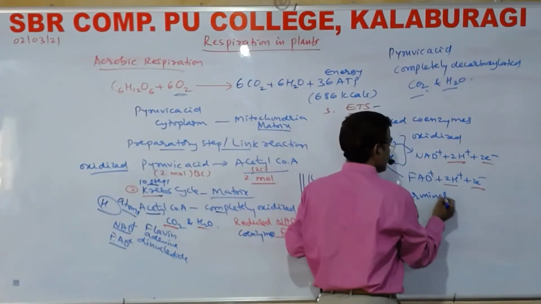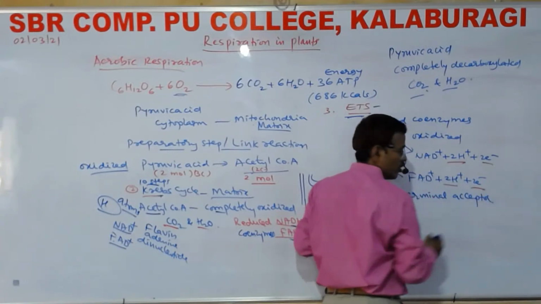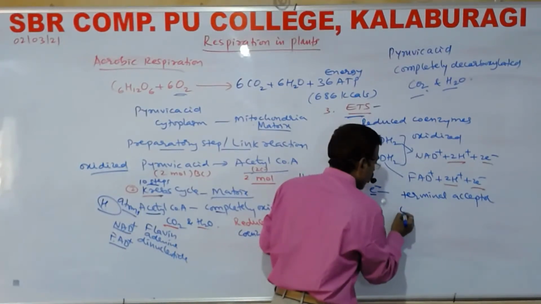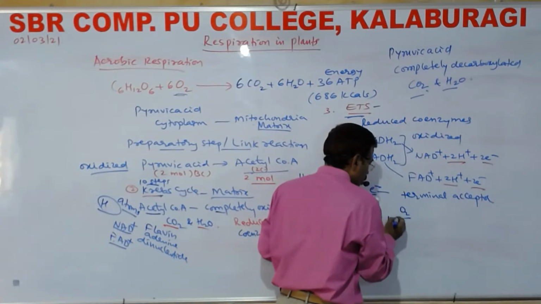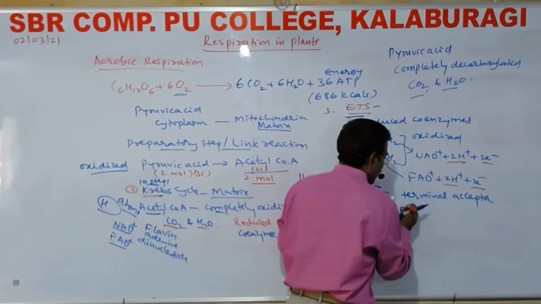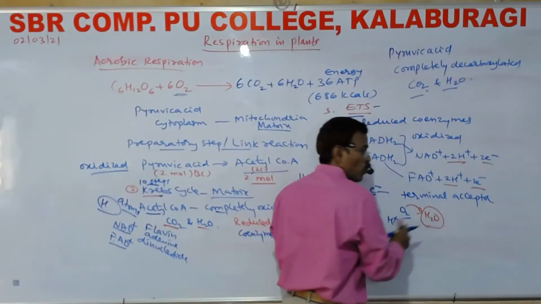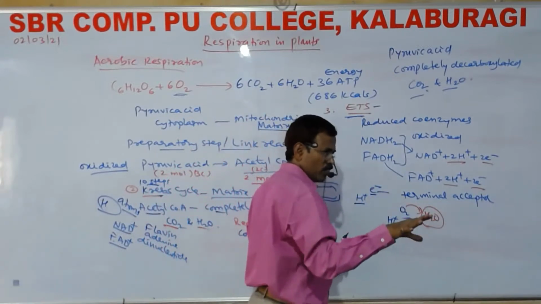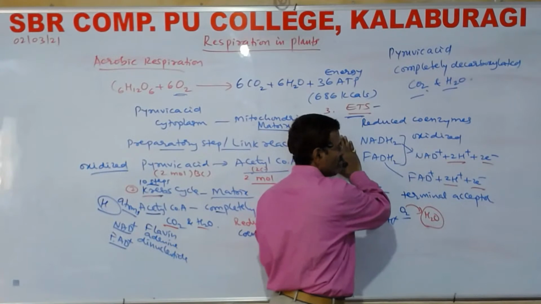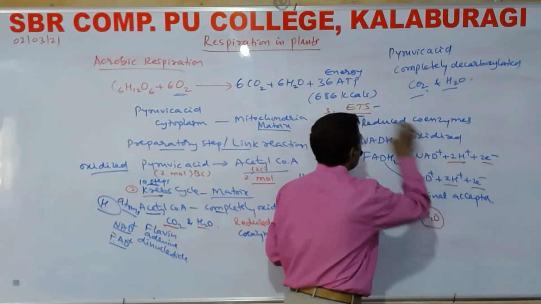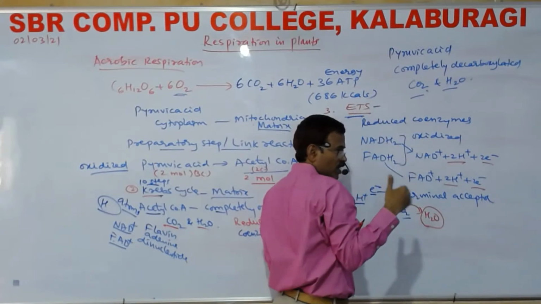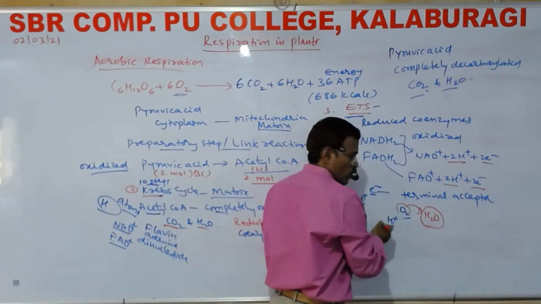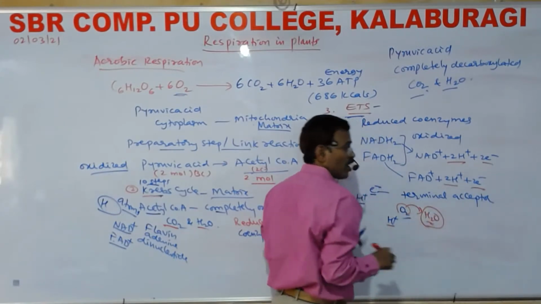The terminal acceptor of these electrons is oxygen. Oxygen receives protons and electrons, and it becomes metabolic water. When you learn the process, you will come to know. Just to remember, when they undergo oxidation, they release protons and electrons. These electrons enter the electron transport system and are finally accepted by oxygen. It receives protons also and gets reduced to metabolic water.